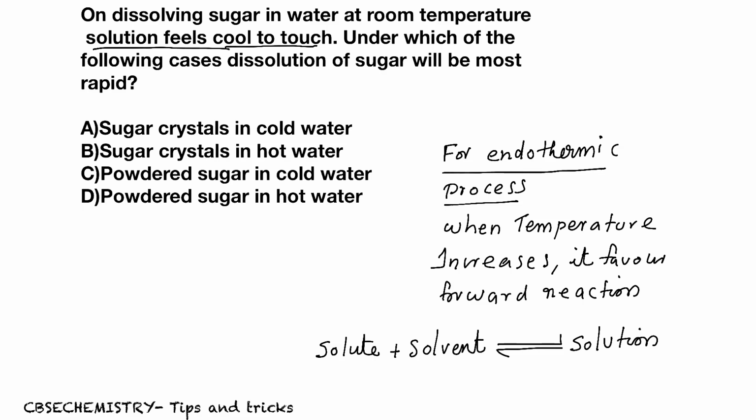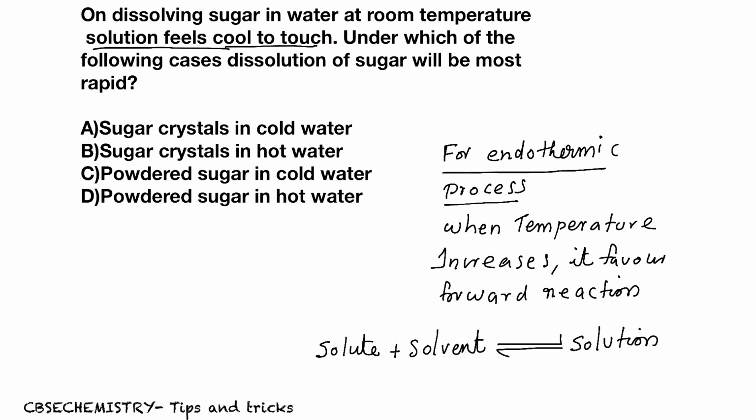And we know that for an endothermic process, according to Le Chatelier principle, when temperature increases, it favors the forward reaction. When you heat something for an endothermic reaction, it favors the forward reaction. So here, what is the forward reaction? Solute combined with solvent to give solution is the forward process. And from solution, solute and solvent separating out is the backward reaction. So from this statement, we understand it is endothermic.